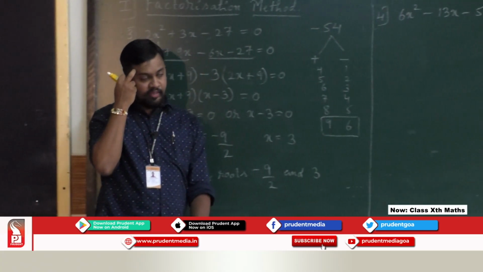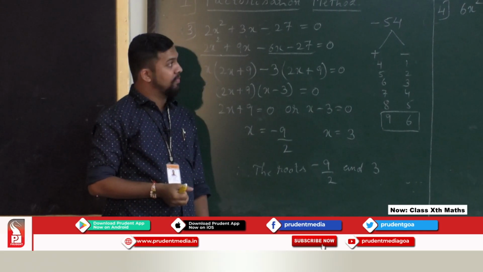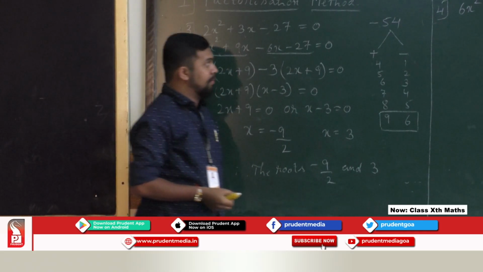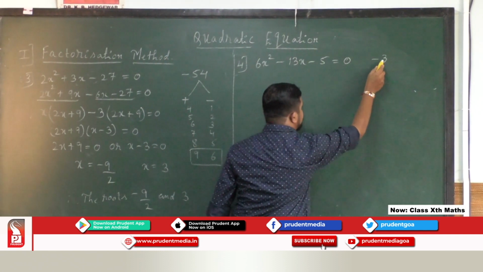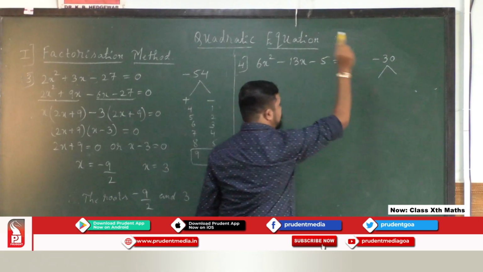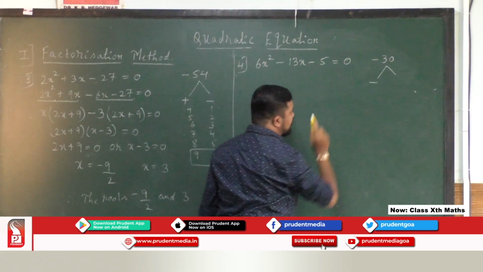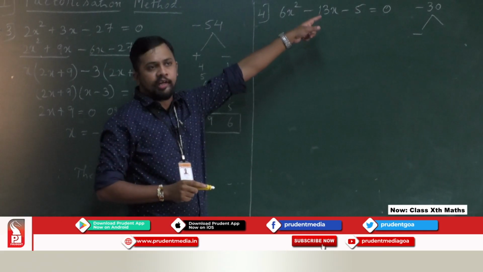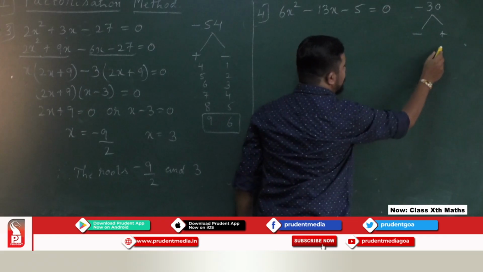All negative. If you see, the second term and the last term are negative. Okay, so let us first multiply. 6 5s are 30. Put a negative sign, I have to get negative. So you know negative into positive is negative. Write this number.